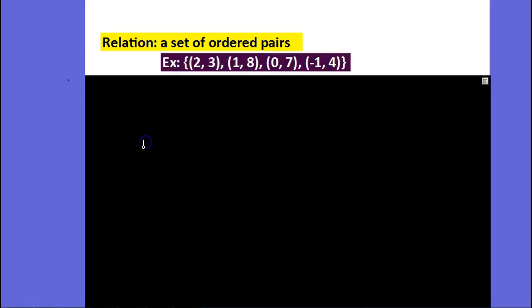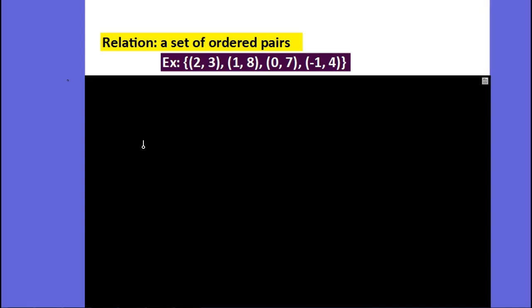Okay, so again, like I said, we're going back to definitions we kind of have already heard. The first definition we have is a relation. A relation in its most basic definition is simply a set of ordered pairs. An example of a relation is (2, 3), (1, 8), (0, 7), and (1, -4).